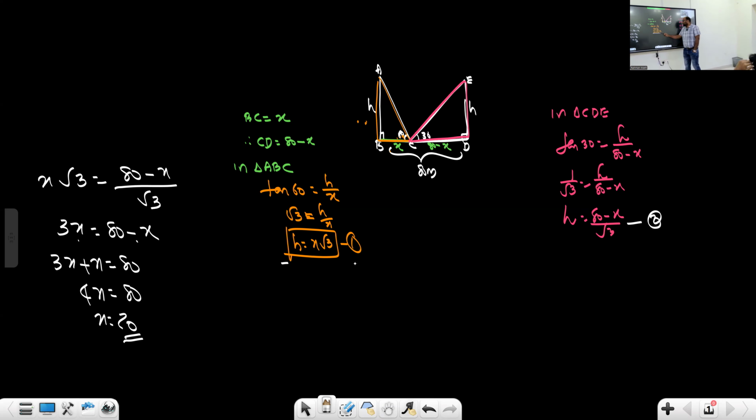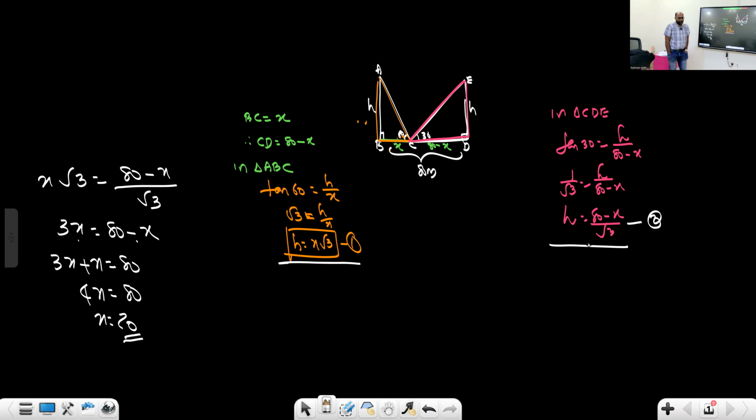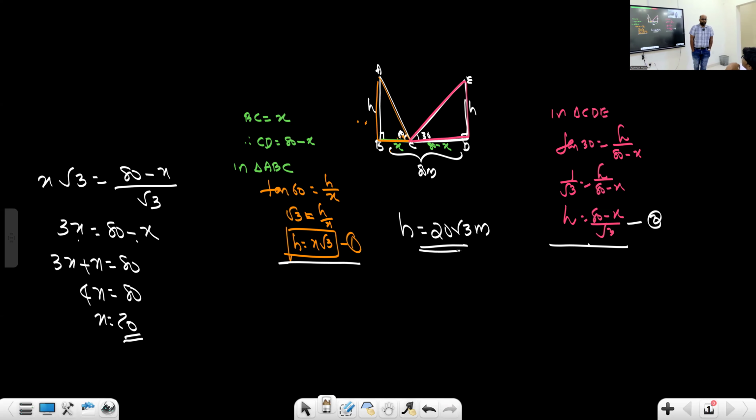Therefore, height of each pole. Now, which is better, equation 1 or equation 2, to get h? Equation 1 is better. In equation 2, if you are using many substitutions, you have to do rationalization and so on. From equation 1, height of each pole, h equals, x value we got is 20. So h equals 20 root 3 meter. If root 3 is given, you have to substitute. Otherwise, no need to substitute. This is the height of each pole.